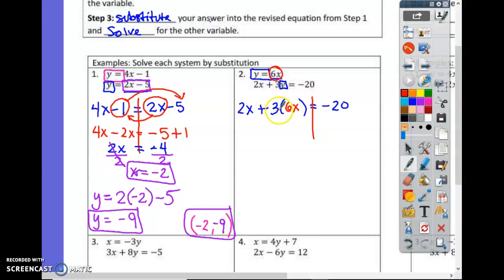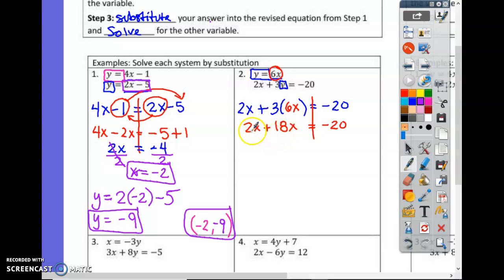So the first thing is multiply these two. What's 3 times 6? Use Desmos. 3 times 6 is 18. So this is 18x. Bring down the 2x. So 2x plus 18x equals -20. What can I do next?